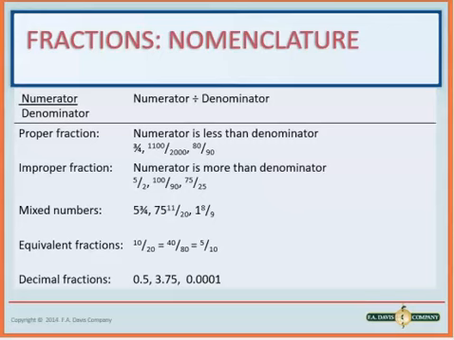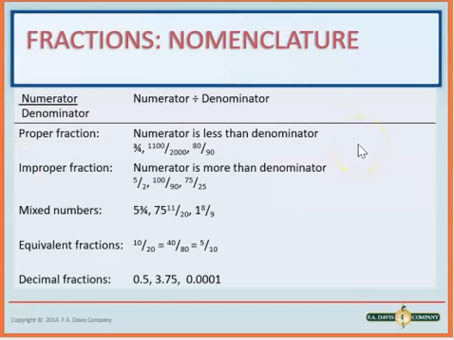Now let's review some nomenclature of fractions. How are things named within fractions? So let's look at what the top number is called. The top number is called the numerator. The bottom number is called the denominator. Okay, so the numerator and denominator can also be written as the numerator divided by the denominator. So this line can also be looked at as a division.